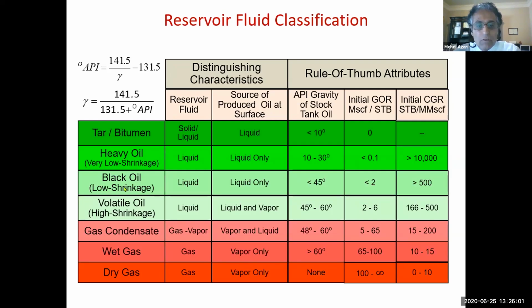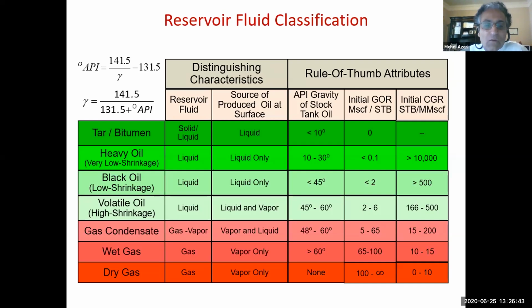Then you have black oil, which is low shrinkage. It is liquid, and the API is usually less than 45. The gas oil ratio could be less than 2,000 SCF per stock tank barrel. Then you have a volatile oil, which can come as a liquid or vapor. Some of this volatile oil, you touch it, it is like a gas. It's like a vapor. It's so light. The oil in Algeria is of that kind. It is lighter than water. I mean, the viscosity is very low. Viscosity could be like 0.25.